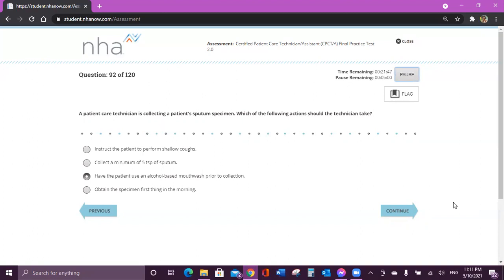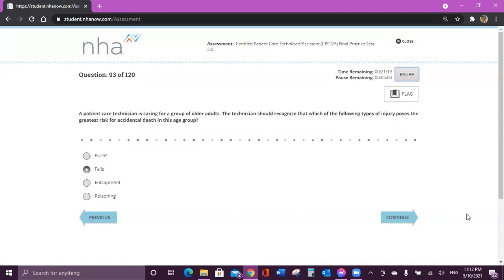A patient care technician is collecting a patient's sputum specimen. Which of the following actions should the technician take? Instruct the patient to perform shallow coughs. Oh, esos son catarros quizás. Collect a minimum of 5 tips of sputum. Have the patient use an alcohol-based monitor. Or take a specimen before 10 in the morning. Eso es catarro. Yeah, sí.